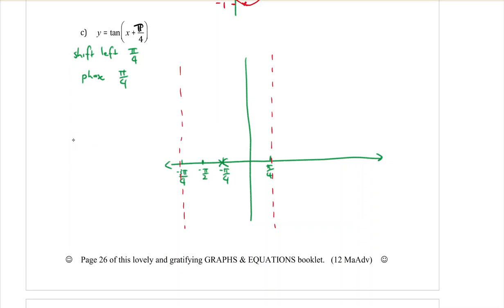To find my y-intercept, just for fun, sub in x equals 0, because for a tan graph we don't have anything else otherwise. So when x equals 0, we're going to have y equals tan of 0 plus pi over 4, and we've already talked about pi over 4 being 45 degrees, which is equal to 1. So the intercept in here is going to be going through 1. And my tan graph will be coming up like that and symmetrically down the other way.